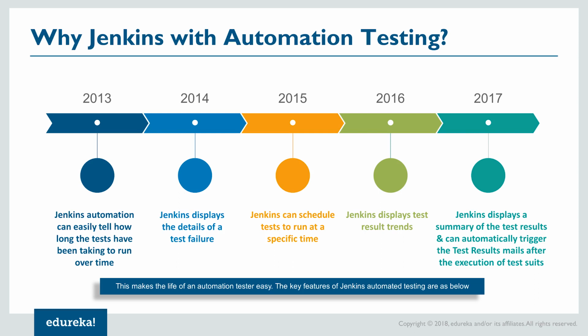Now, one of the common things which you can expect is that all these things are becoming possible because of better and better plugins in Jenkins. So for all these things, as you can expect, there would be some plugin or other. And finally, in 2017, as you can see, Jenkins displays a summary of the test results and it can automatically trigger the tests. It can send the mails after the execution of the tests. So basically, this makes the life of an automation tester easy. The key features, as you can see, all help you understand why Jenkins is heavily used for automation testing frameworks.